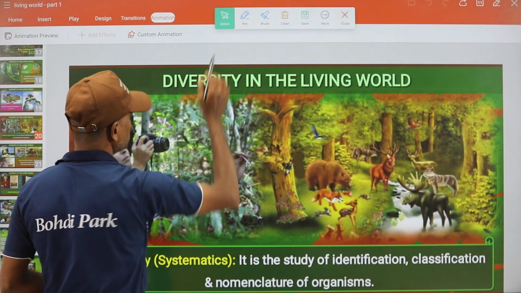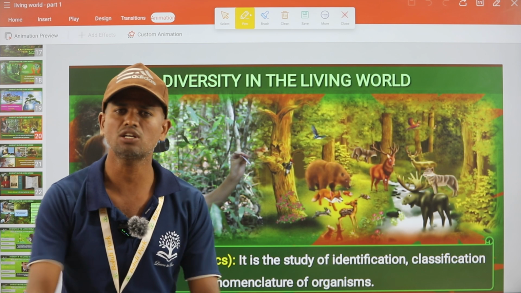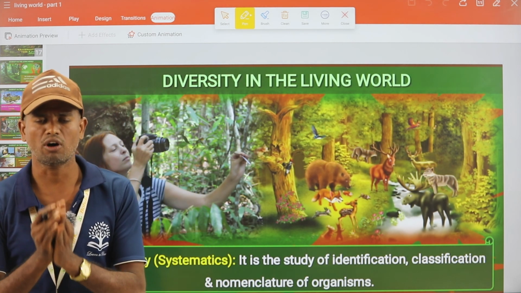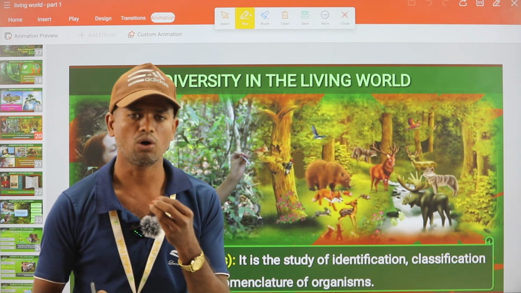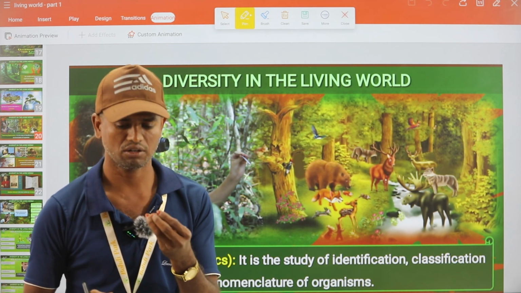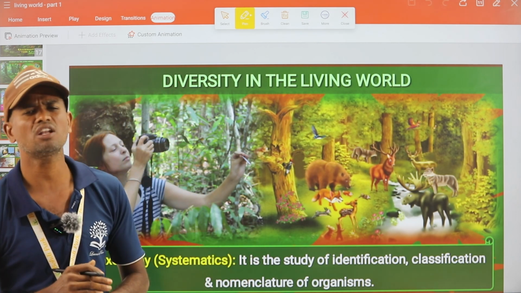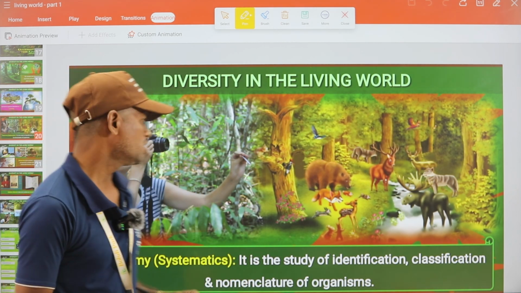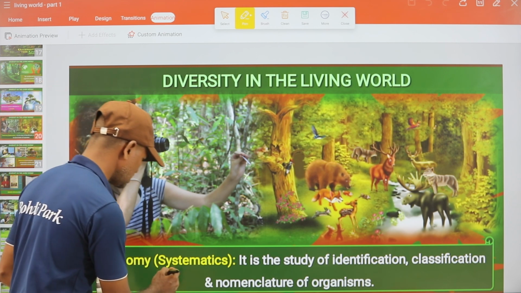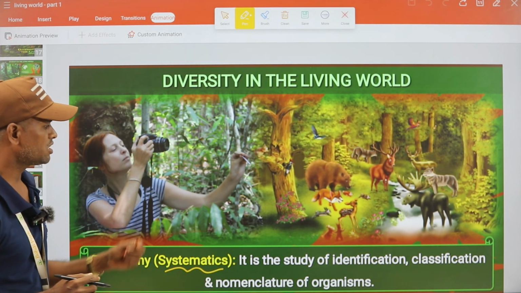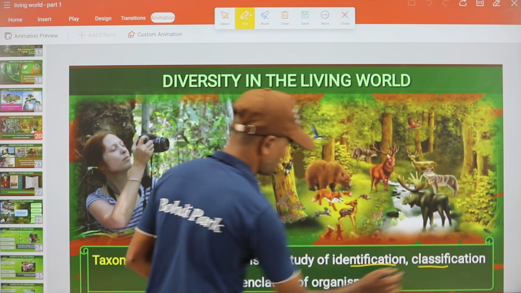So what is taxonomy, what is classification, what is nomenclature, what are the essentials, right? There is a huge number of organisms present on earth, so we can't easily identify or analyze the types of organisms. So this classification is essential. Here, taxonomy, sometimes called systematics, is the study of identification, classification, and nomenclature of organisms.